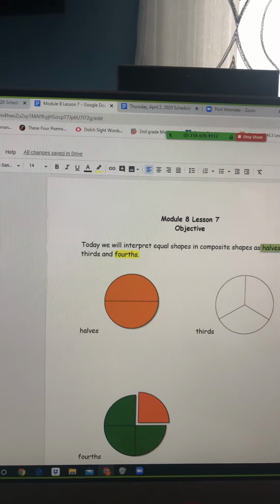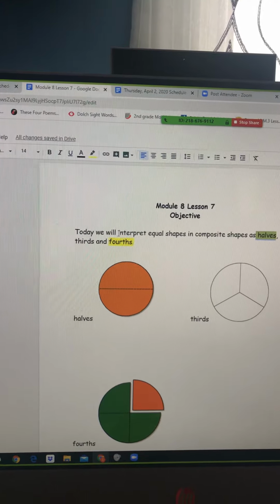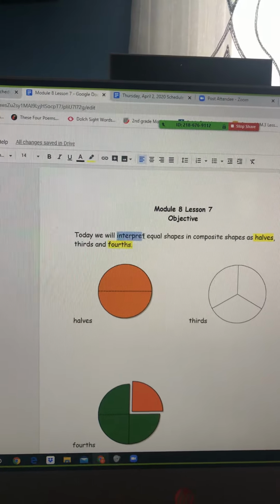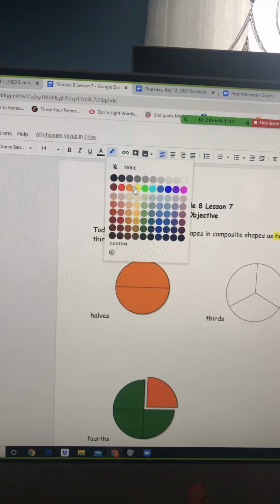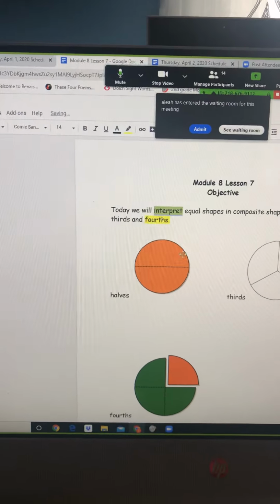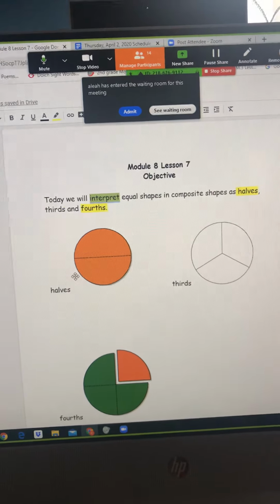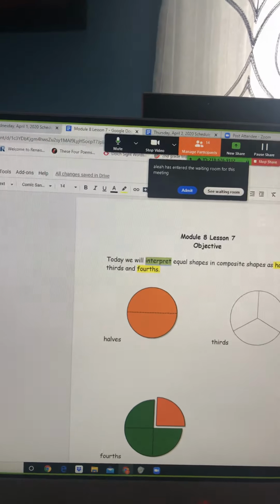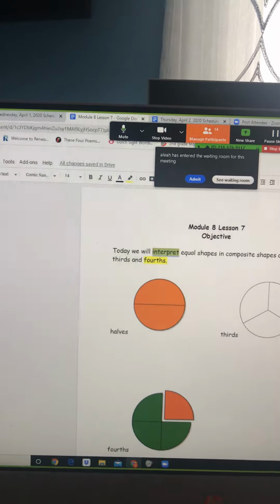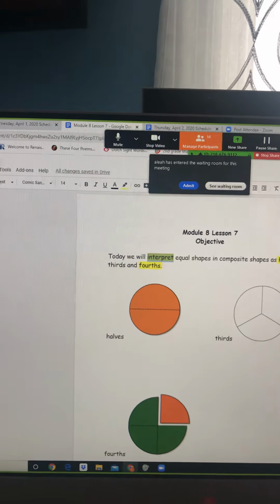Is the one that's synchronized. Interpret. Interpret. That means, Nicholas, we're going to look at a shape. We're going to look how it was broken apart. And we're going to decide, are the pieces the same size?